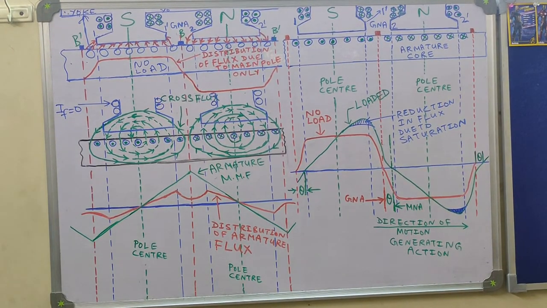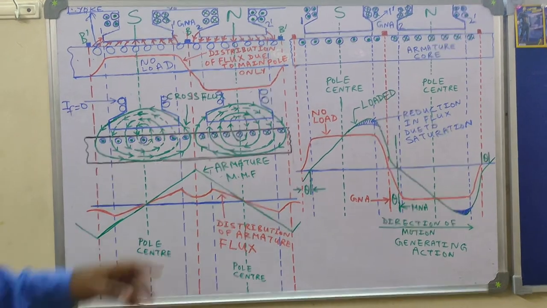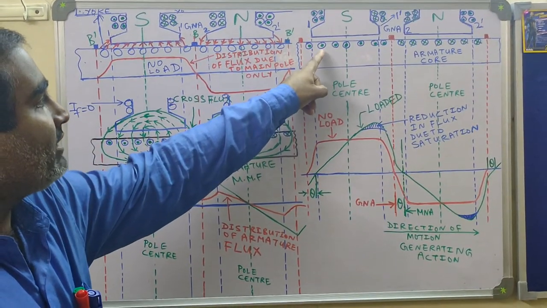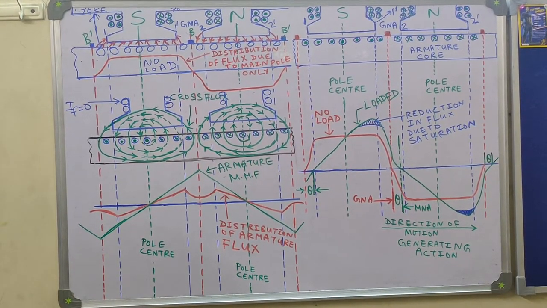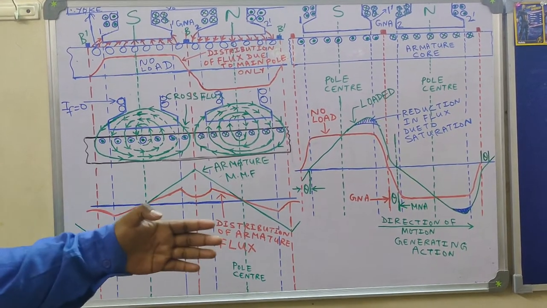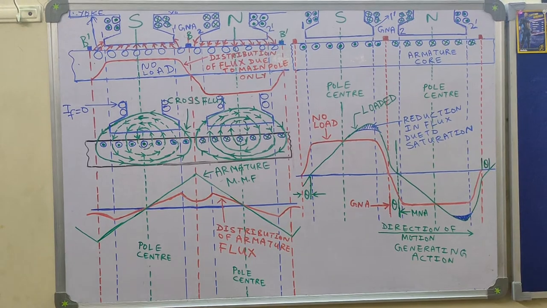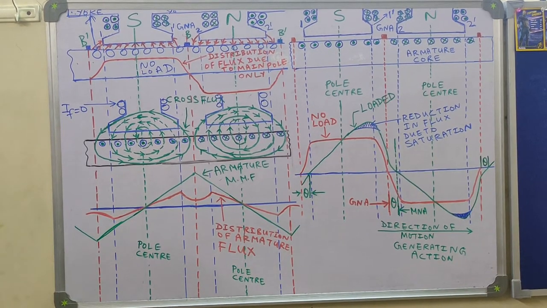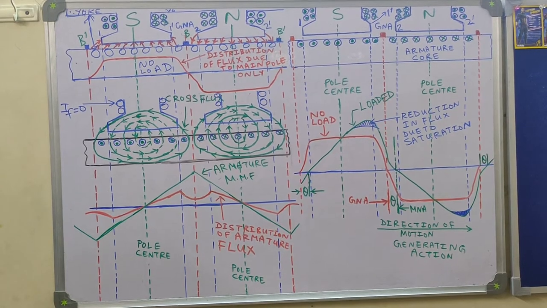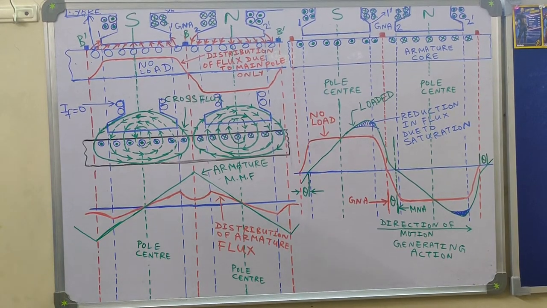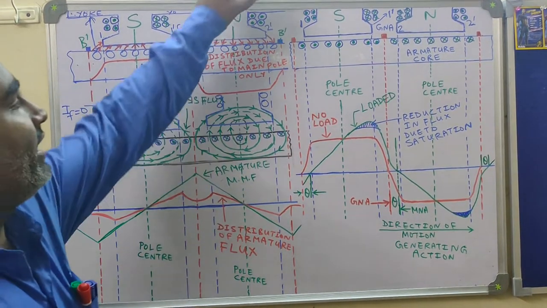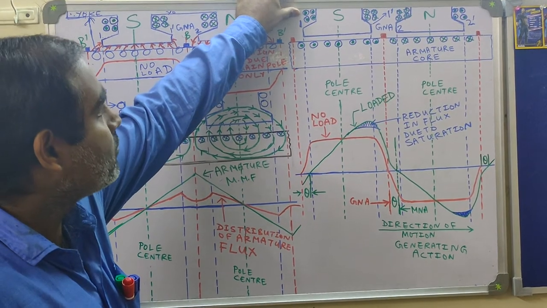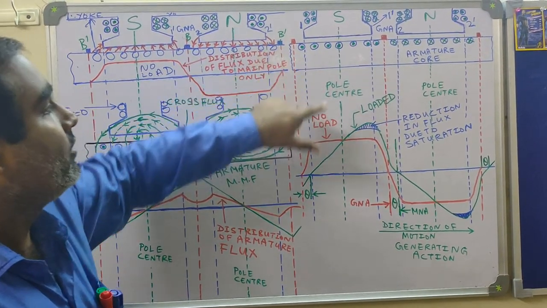But in an actual situation, both the field winding and the armature winding will carry current. So we are interested in knowing the nature of flux distribution along the air gap periphery of a DC machine, in this particular case a DC generator. What would be the nature of flux distribution in the air gap periphery of a DC generator under loaded condition? When the DC generator is loaded, it is for sure that the field winding will also carry current and the armature winding will also carry current. So that means what?